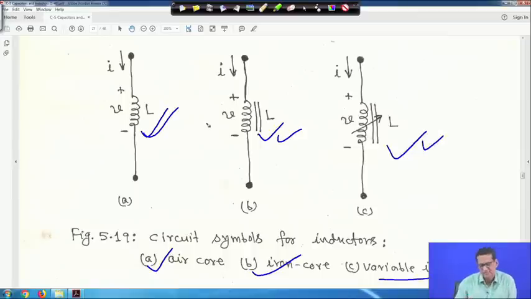So these are the symbols of inductors. When you write it like this, it is air core. When you make two bars, it is iron core, and if it is a variable iron core, then two bars and then an arrow. This is the symbol of the inductor. Let me clear it.